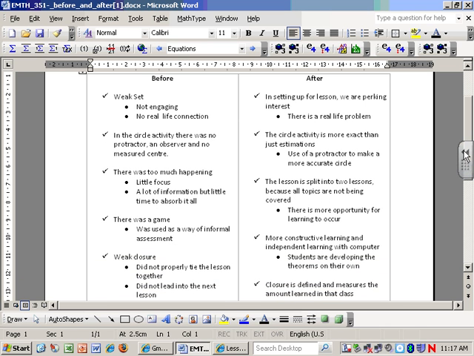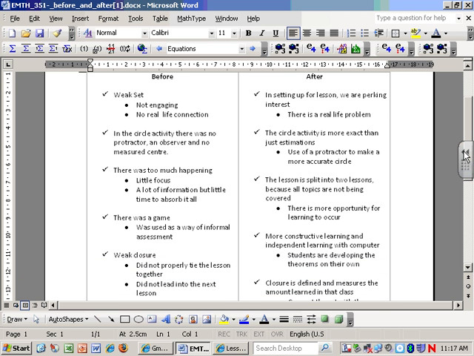Okay, so in our first lesson, before we had our week set, as you guys came in, we didn't really talk to you or anything. We just ran right into our lesson. It wasn't engaging for our students because it wasn't connected to anything. We just had them start right into it, and there was no real life connection for them.